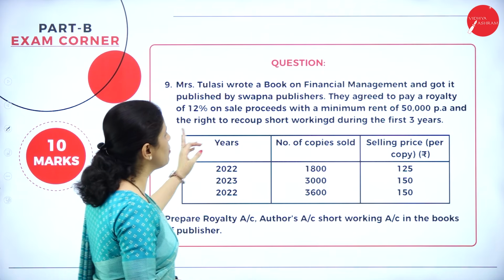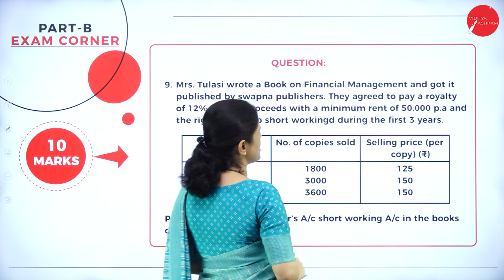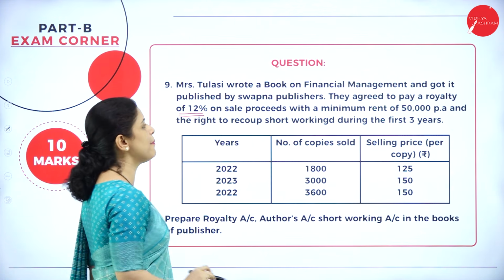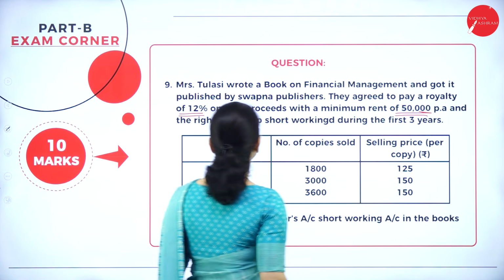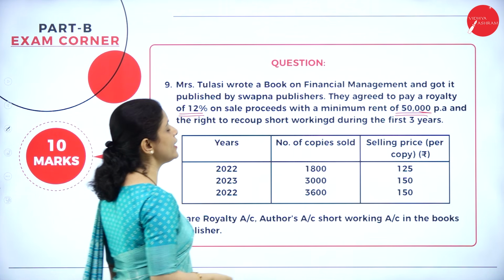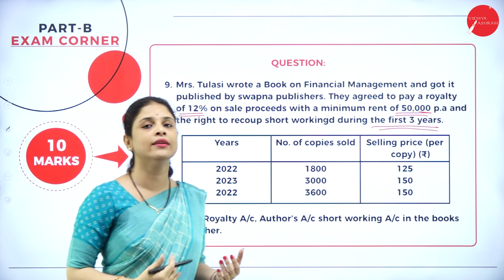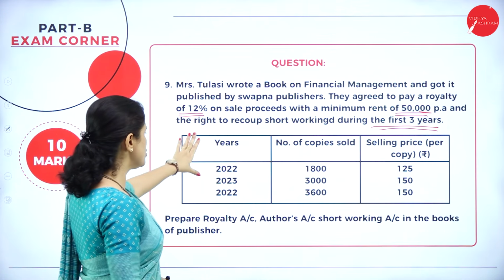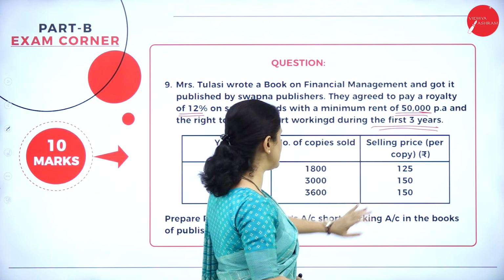Mrs. Tulsi wrote a book on financial management and got it published by Sapna Publishers. They agreed to pay royalty of 12% on sale proceeds with a minimum rent of rupees 50,000 per annum and the right to recoup short working in first 3 years, they said. So when can they recoup the short working in the first 3 years? Years are given, number of copies sold is given, selling price is given.